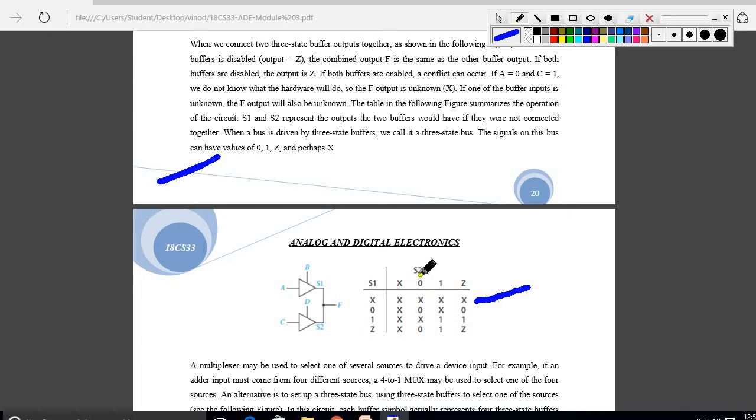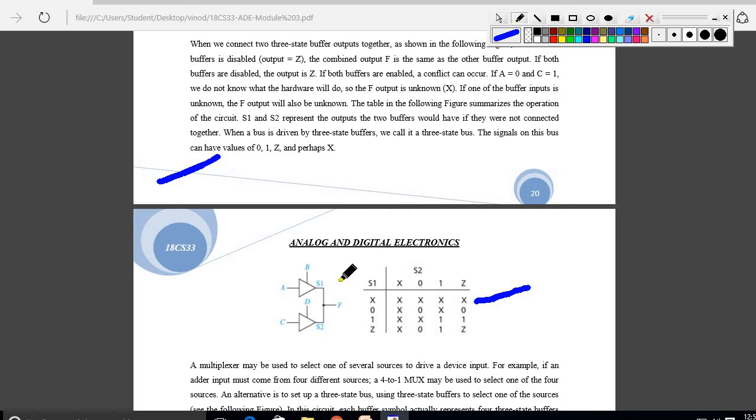Because I don't know the value of S2, because it is unknown, it might be 0 or 1. For that reason I need to write X. But in this case, when the S1 output value is 0 and the S2 output value is 0, the F value is also 0. If both are 0, the output should always be 0, because it is directly connected.